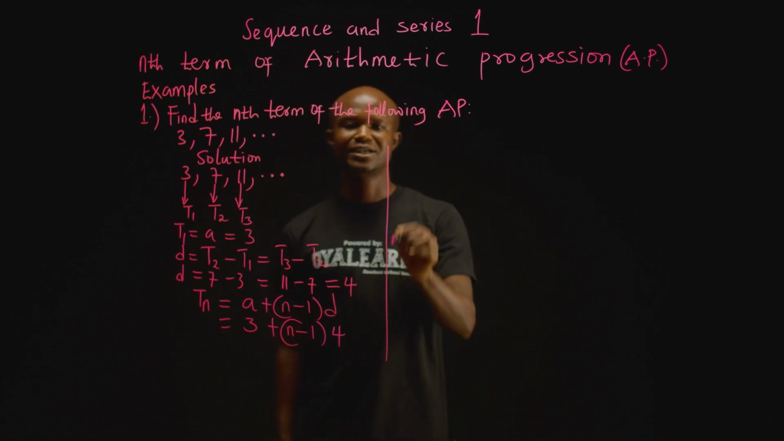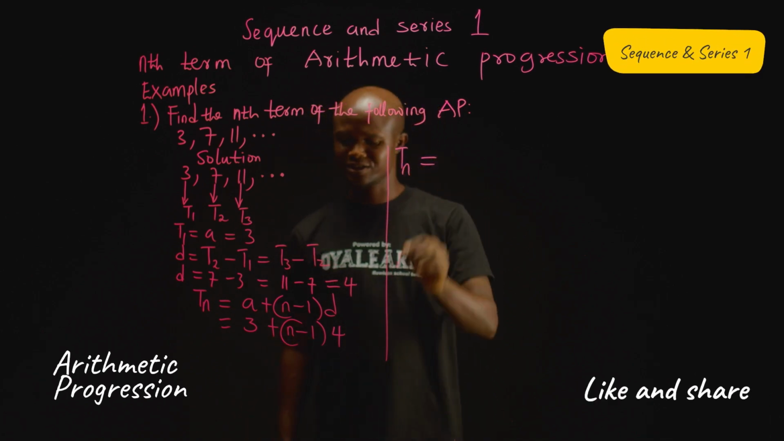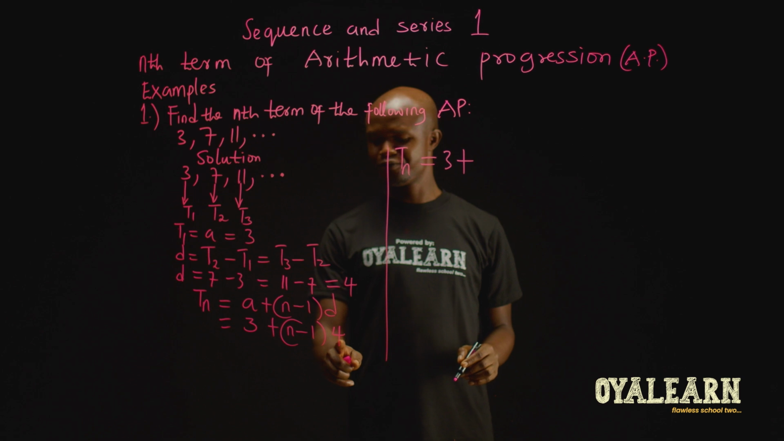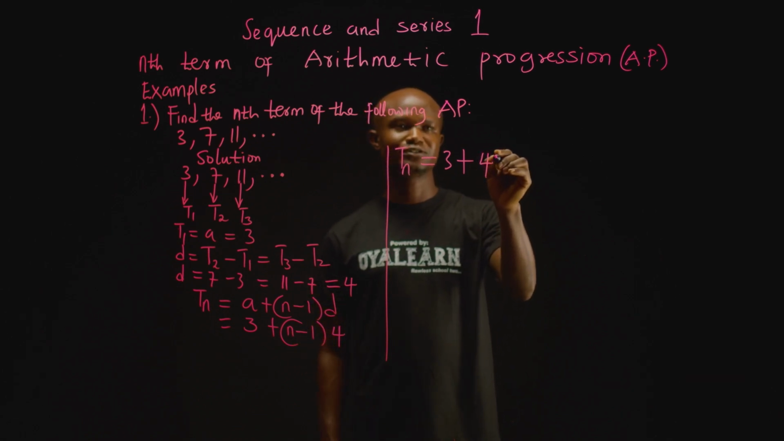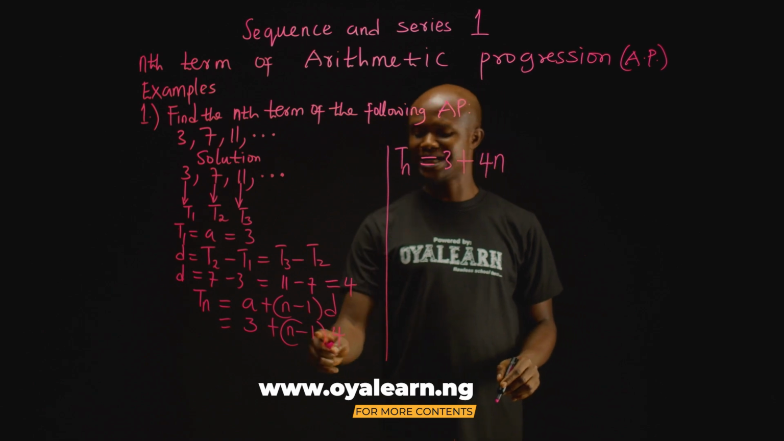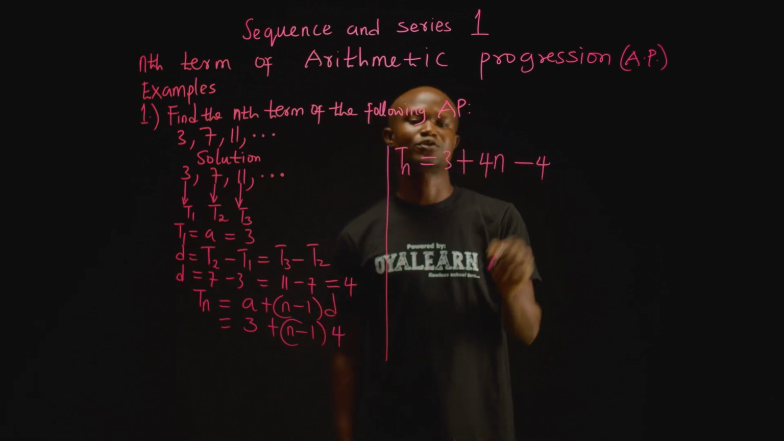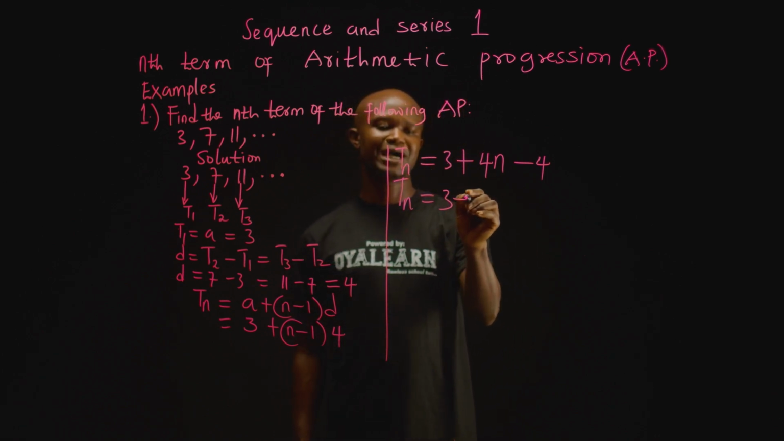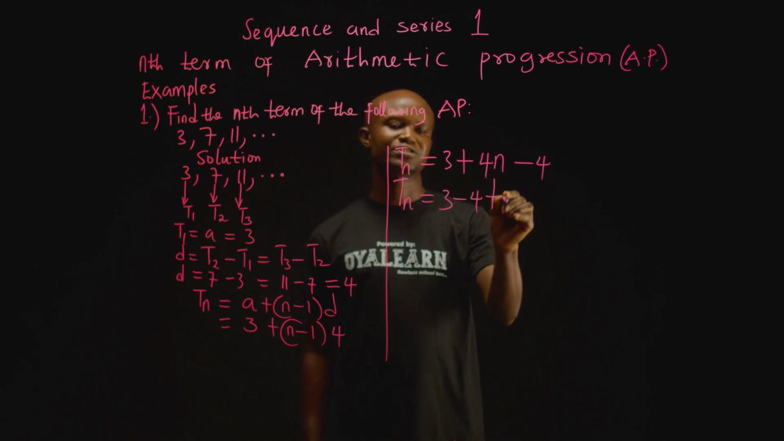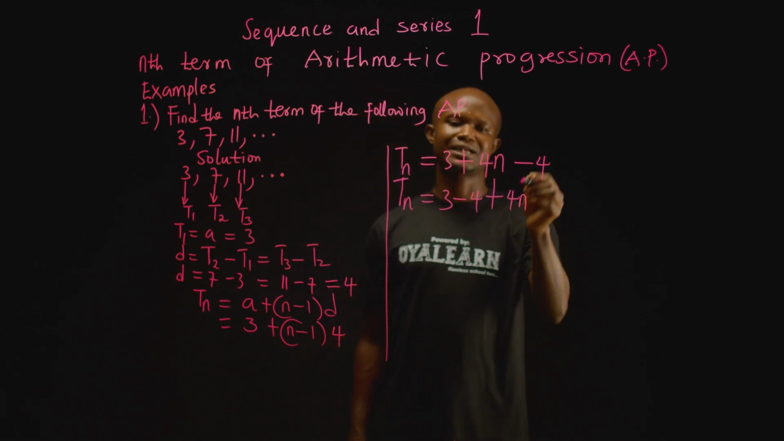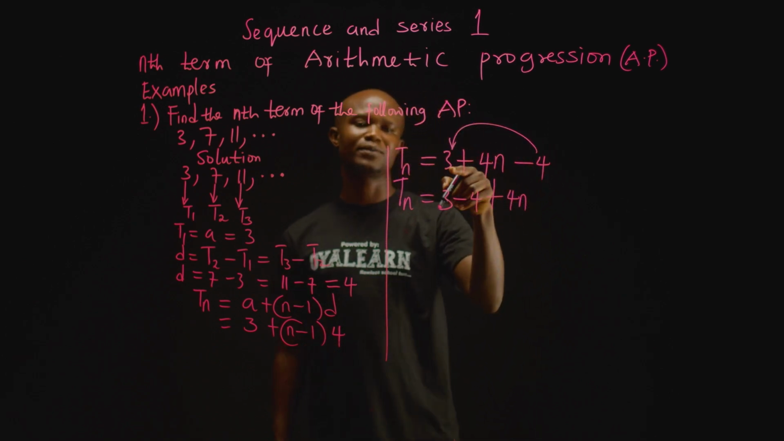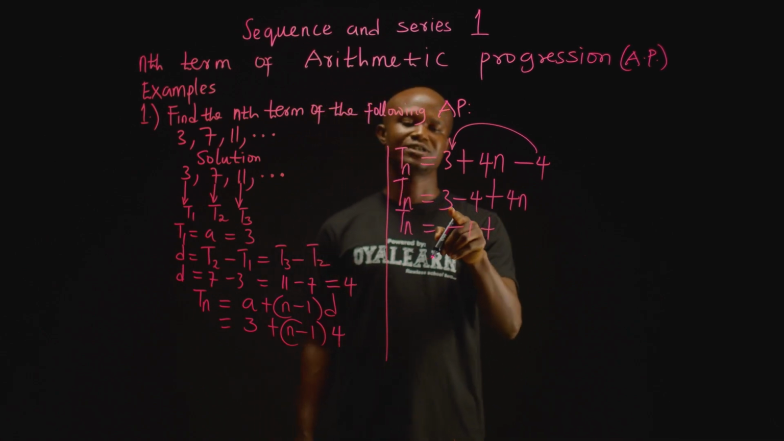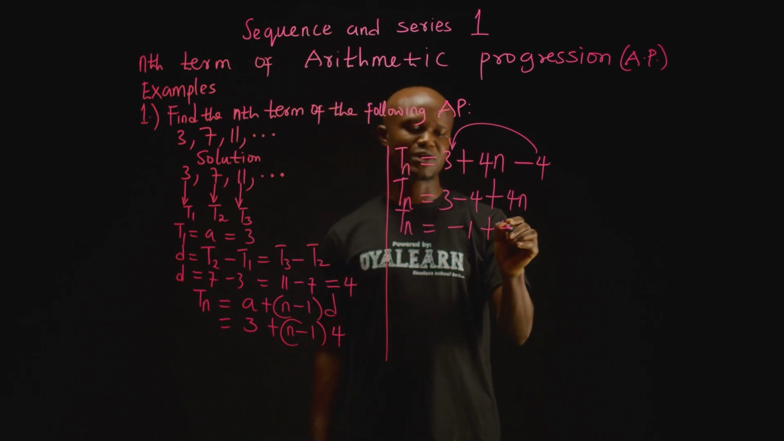Now simplifying, it means that Tn equals what? 3 plus, by expanding the bracket here, 4 times n, we have 4n. And 4 times minus 1, we have minus 4. Then collecting like terms, Tn equals 3 minus 4, then plus 4n. That means we are rearranging. This minus 4 will come and meet this 3. So Tn equals what? 3 minus 4 is minus 1. So minus 1 plus 4n.